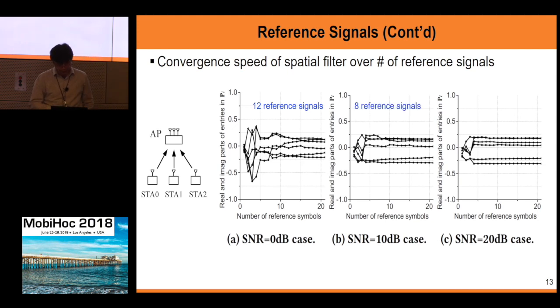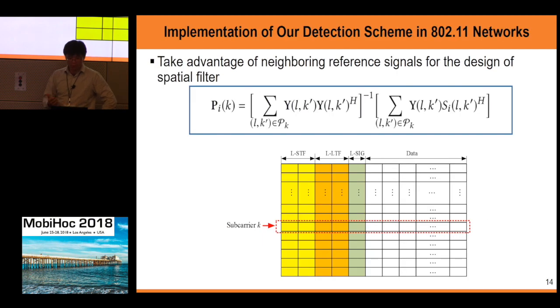When the SNR is 10 dB, a reference signal is pretty much enough. And when the SNR is 20 dB, the reference signal is also enough. So based on the simulation result, we can say that for the design of the spatial filter, the reference signal is pretty much enough. So how can we implement this in an 802.11 network?